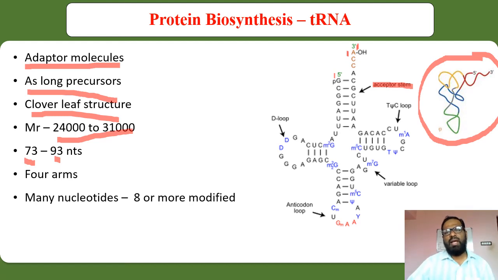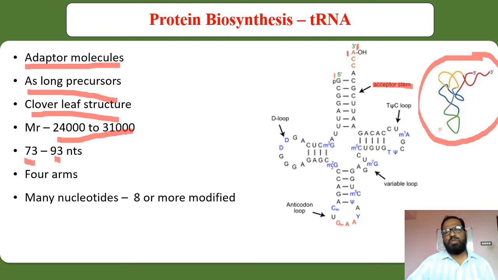Then this is called the D loop. Why is it called the D loop? Because it has some unusual bases, that is the dihydrouridine. Because of the presence of the dihydrouridine, this arm is called the D loop. And one more important arm is called the T pseudouracil C loop. This is also a very important loop.